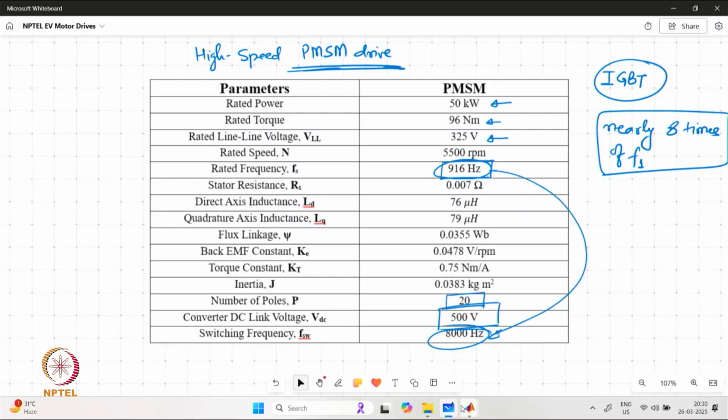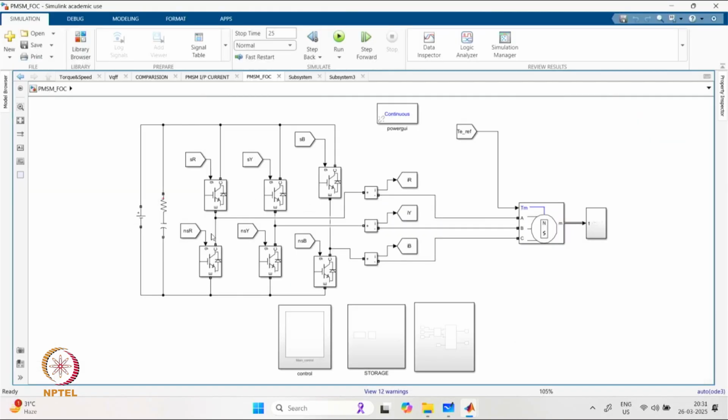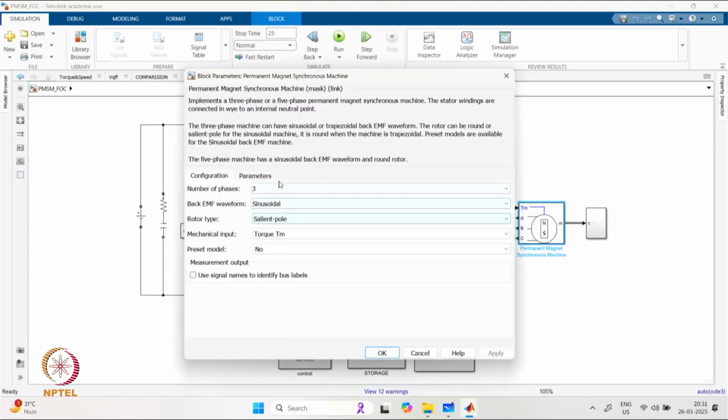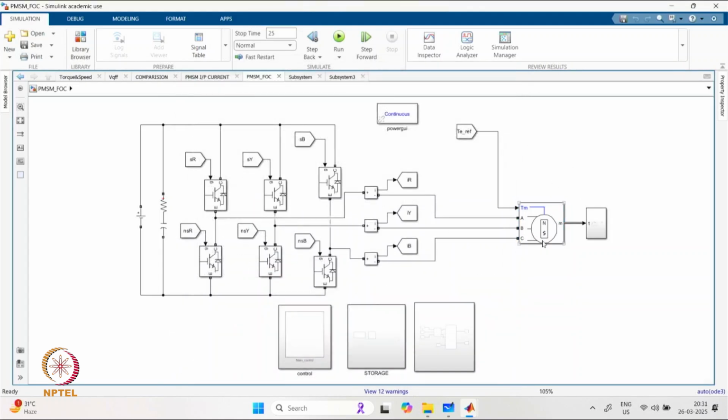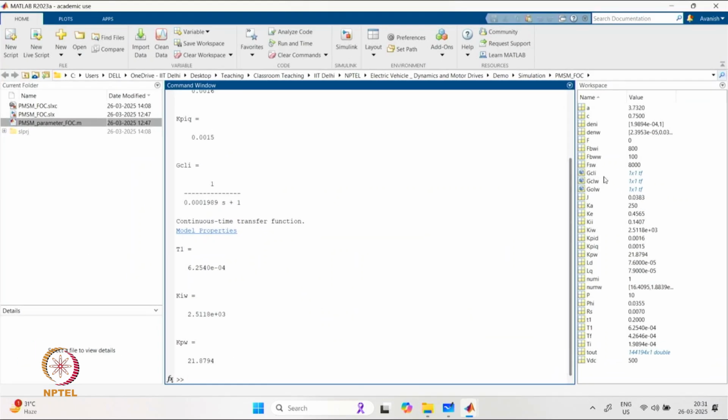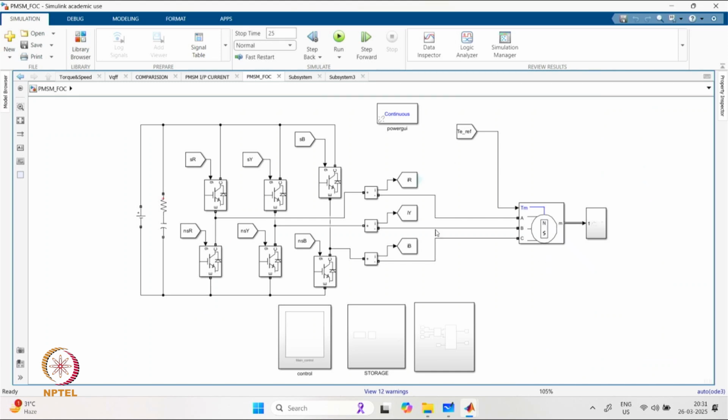So we'll see the structure of the simulation first. This is where we have considered a 2-level 3-phase inverter, and the motor is connected over here. The motor model from MATLAB Simulink is taken over here, and the parameters are filled in this section. We are loading the same data in the workspace and then using it for operating this model.